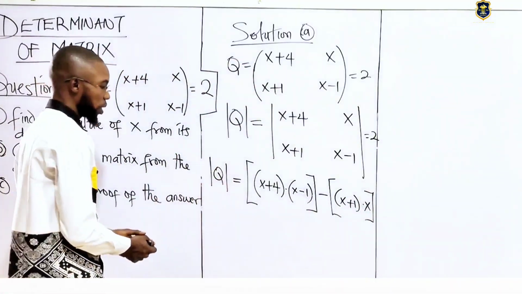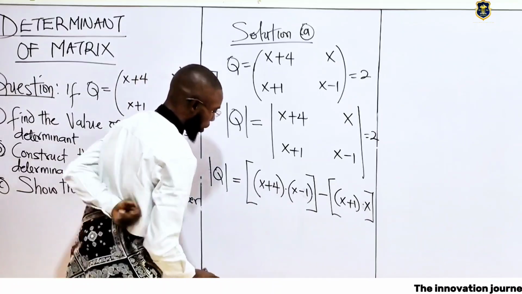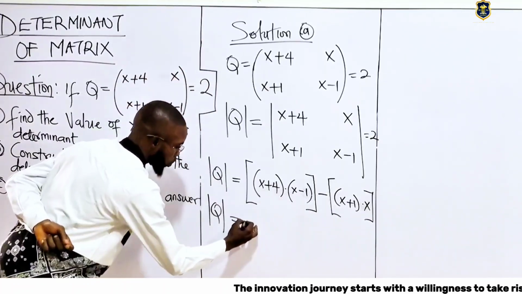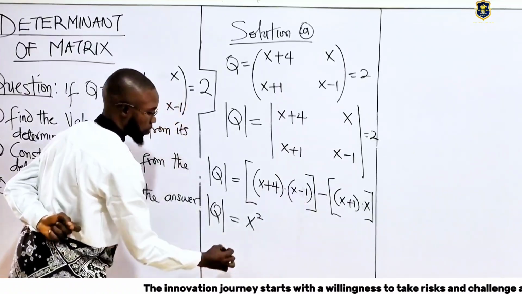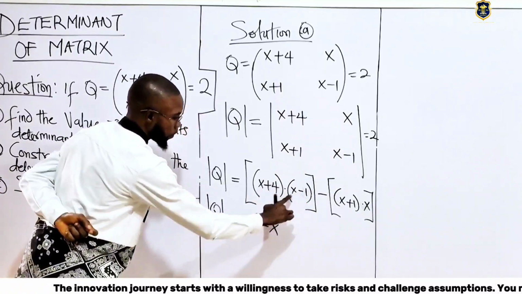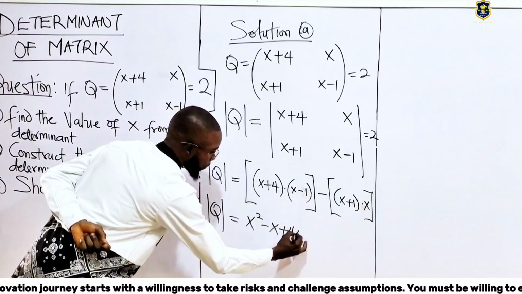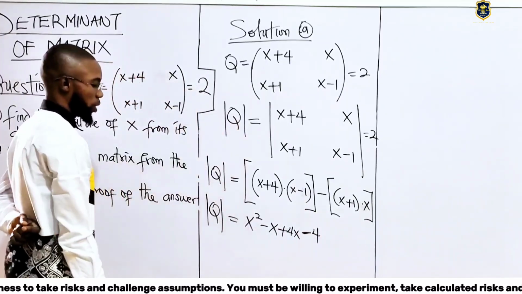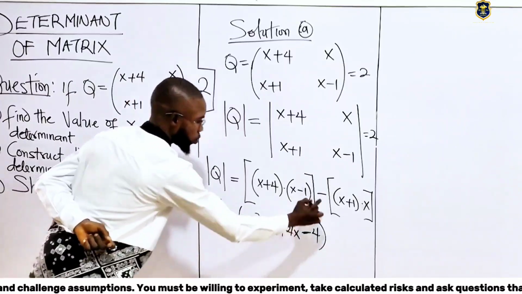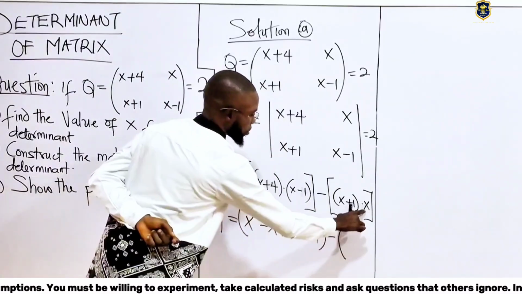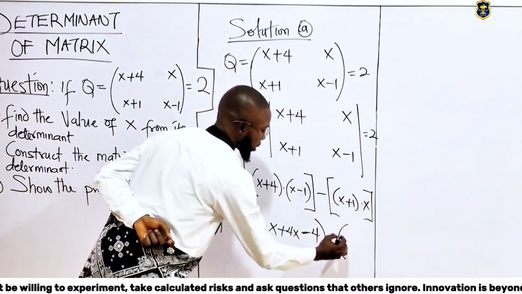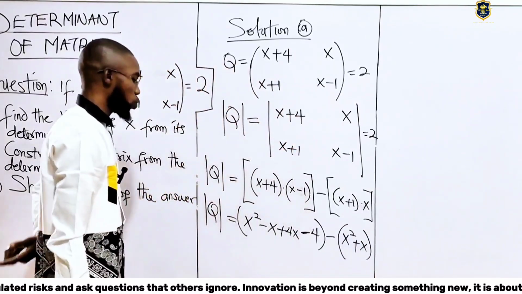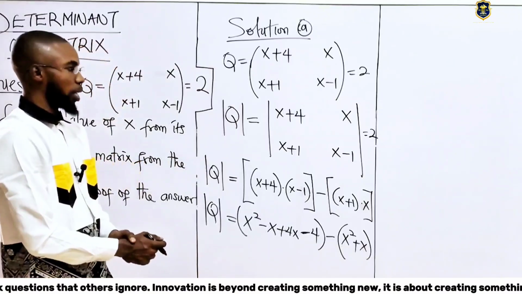So what do we do from here now? We'll try to expand this bracket so that Q becomes x times x, which is x squared, x times minus 1, which is minus x, 4 times x, which is 4x, and 4 times minus 1, which is minus 4, right? We're done with this. Then we'll move to this: minus x times x will multiply everything. x times x, the x squared, plus x times 1 will be x. So what do we do next? We open this bracket, right? That's the next thing we do.